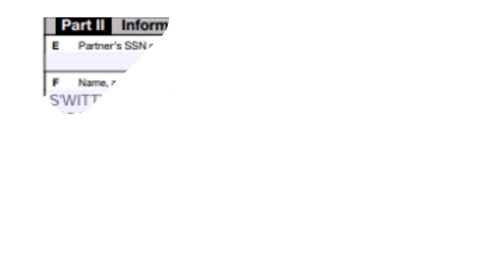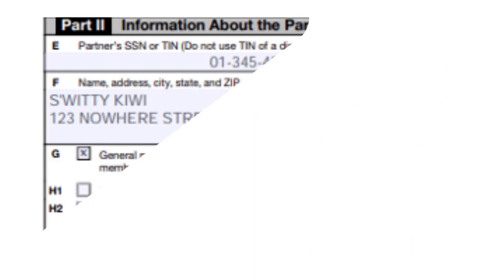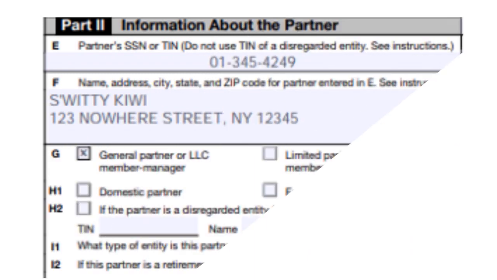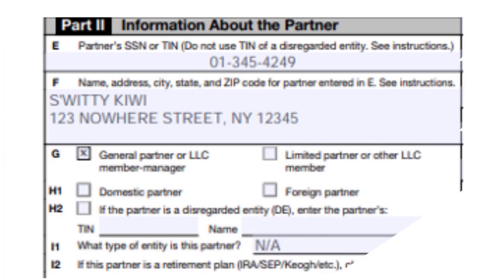Part 2, you have to put information about the partner, because the Schedule K-1 is actually tied to a partner. First you put information about the partnership, then you put something relevant about the partner. So you have to put the partner's social security number or ITIN, individual tax identification number. You put that there. And you have to put the name, address, city, state, and zip of the partner. Remember, Part 2 is all about the partner.